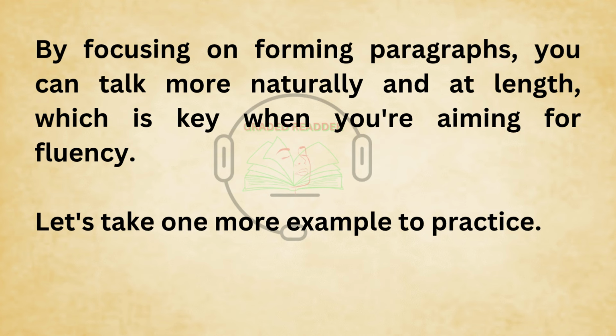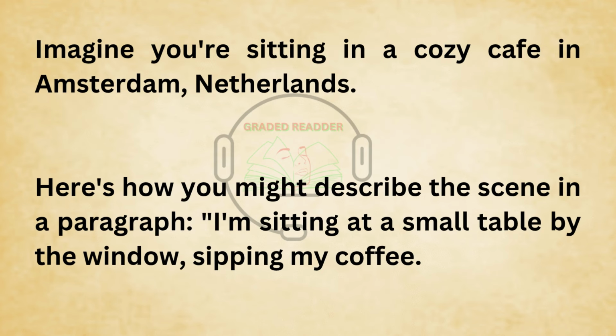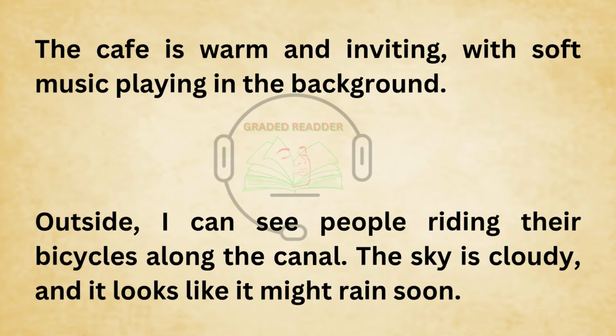Let's take one more example to practice. Imagine you're sitting in a cozy cafe in Amsterdam, Netherlands. Here's how you might describe the scene in a paragraph. I'm sitting at a small table by the window, sipping my coffee. The cafe is warm and inviting, with soft music playing in the background. Outside, I can see people riding their bicycles along the canal. The sky is cloudy, and it looks like it might rain soon.